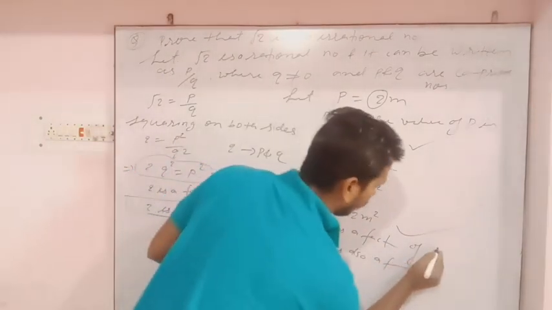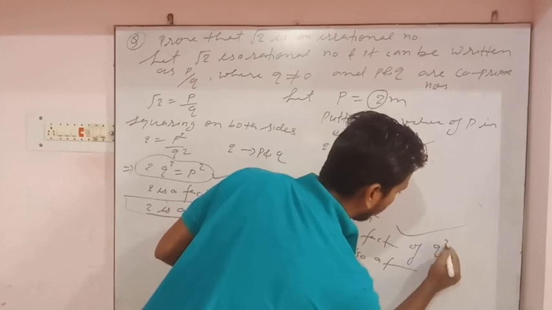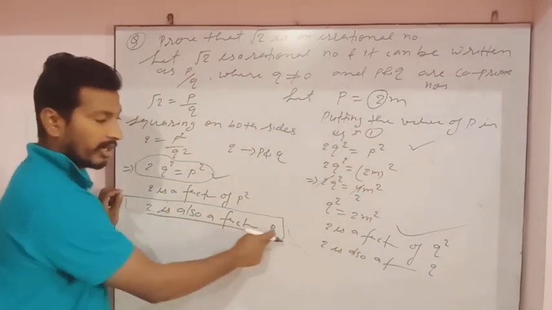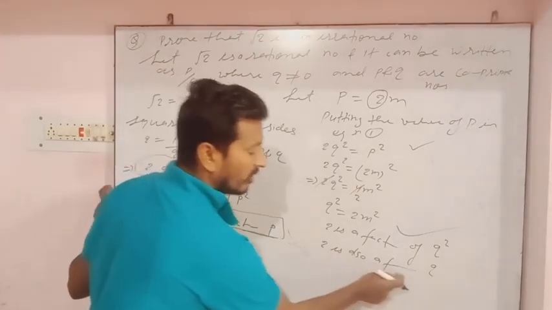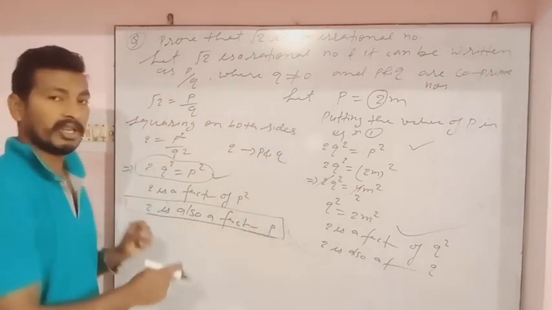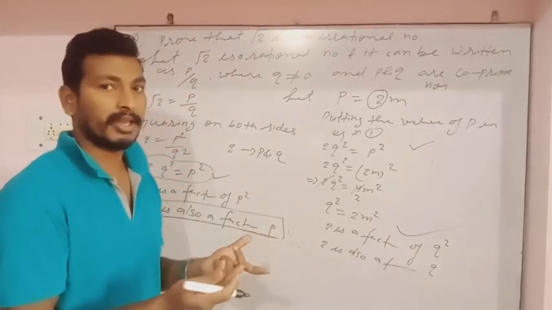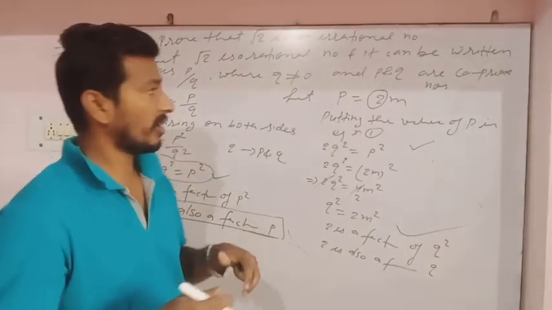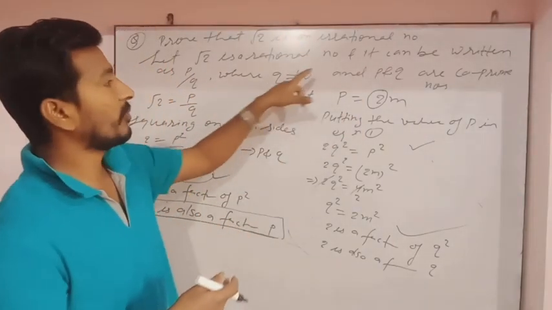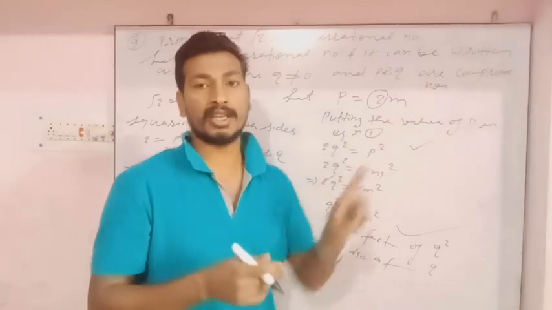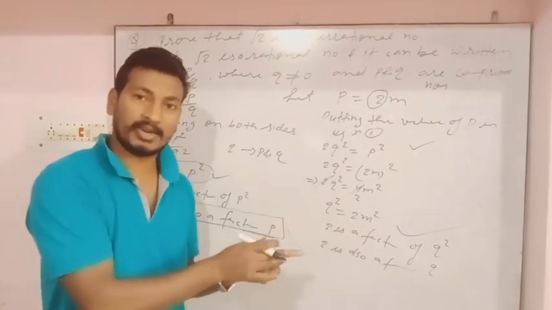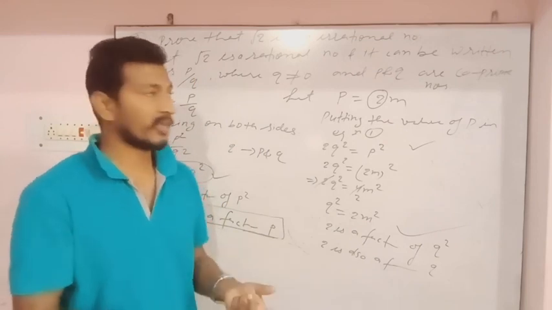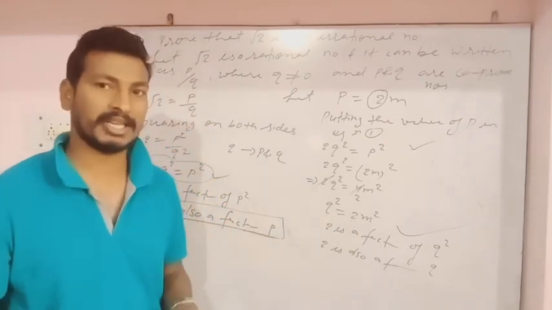2 is a factor of q square. So 2 is a factor of q square and q. So now the first equation says 2 is a factor of p, and the second equation says 2 is also a factor of q. It means that 2 is a factor of p and q both. It means it contradicts our supposition. Our assumption was that p and q are co-prime numbers, meaning there was no common factor other than 1. But here we are finding 2 is a factor of p and q both. So it contradicts our supposition.